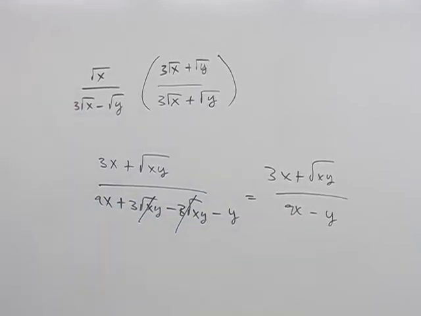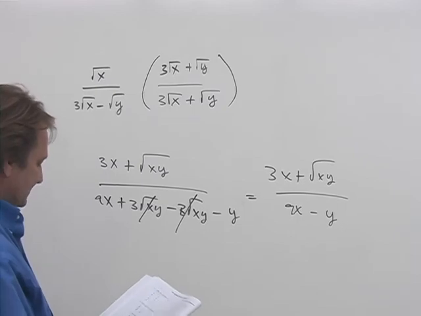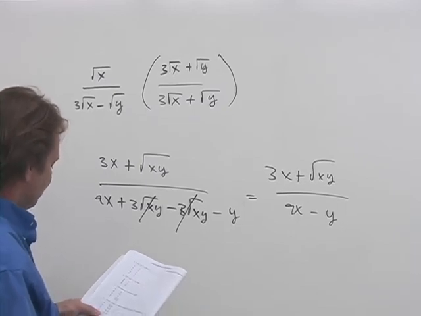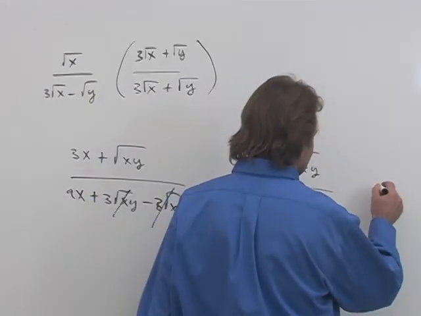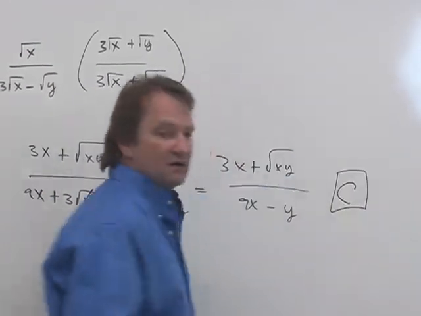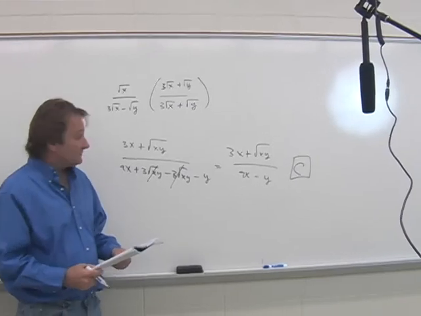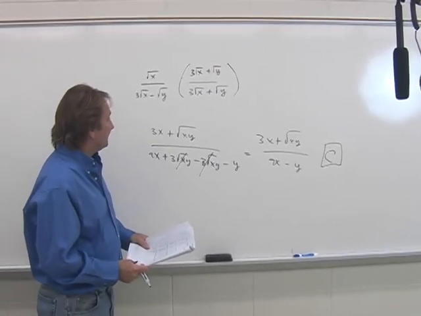And let's see if that is one of the options. And it is option C. This is called the rationalization of the expression.